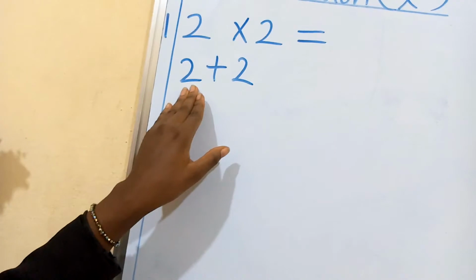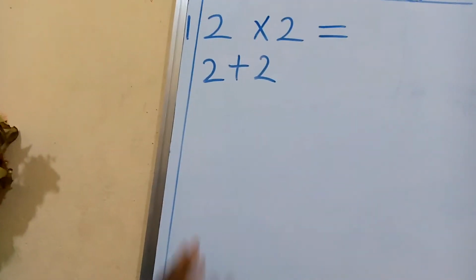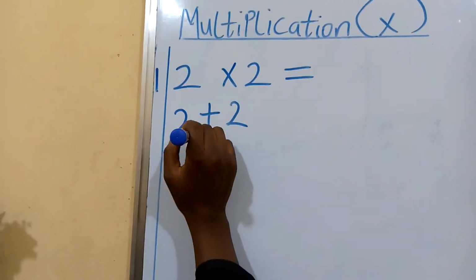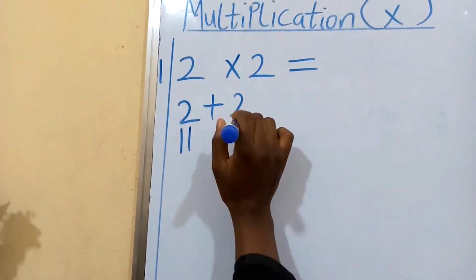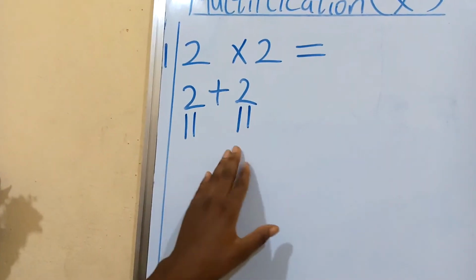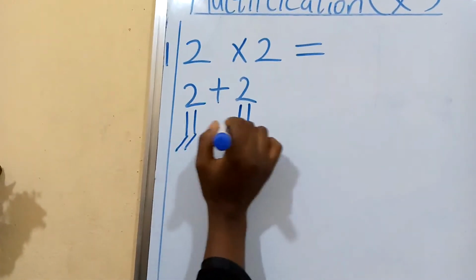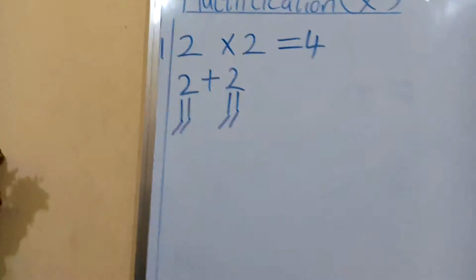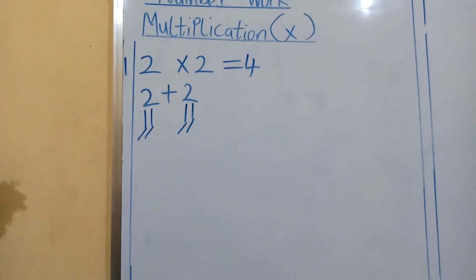We will count a stroke under each number. What number is this? 2. What will you do to 2? We count it. Let's count 2 together. 1, 2. So now this is what? 2. We count another 1, 2. After that, what will we do? Add those strokes together. Let's do it. 1, 2, 3, 4. So now have you seen how we got the 2 times 2, 4? Lovely.